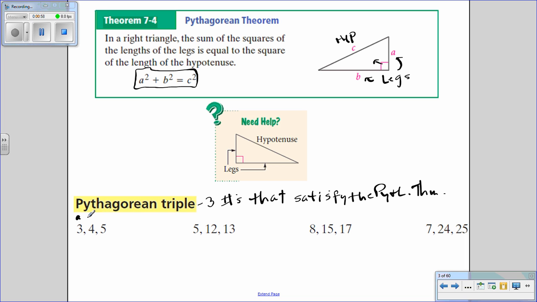I know that a and b should be 3 and 4 because 5 is obviously bigger, and that has to be the c. So if I work this out as 3 squared plus 4 squared, that should equal 5 squared. Let's see if it works. 3 squared is 9, 4 squared is 16, and 5 squared is 25. If you notice, 9 plus 16 is 25. 25 equals 25, so that checks, making those three numbers a Pythagorean triple. These are some other examples of numbers that satisfy the Pythagorean theorem, making them all Pythagorean triples.